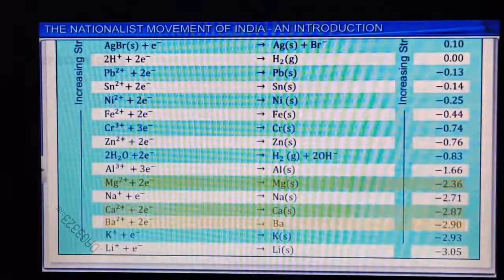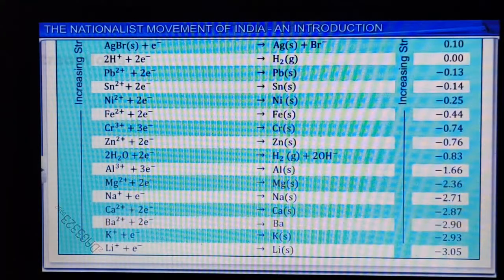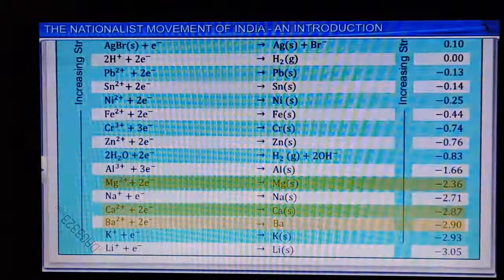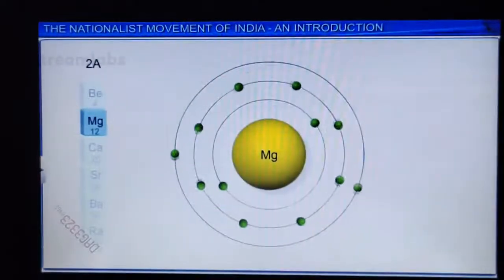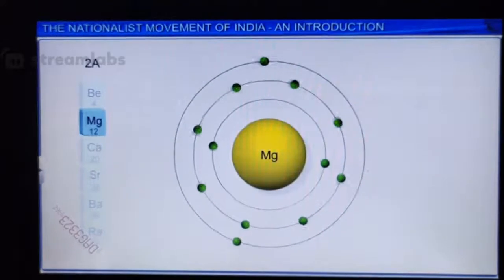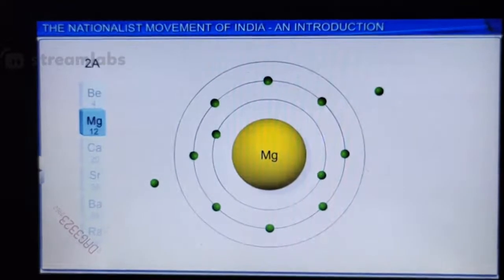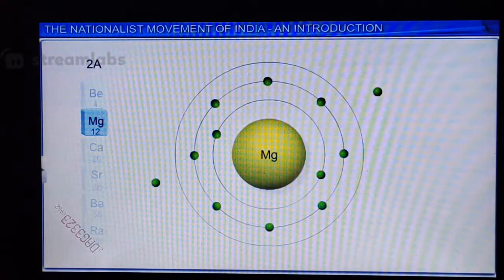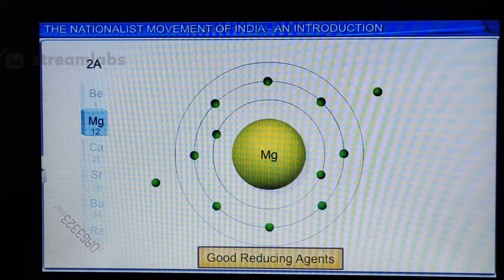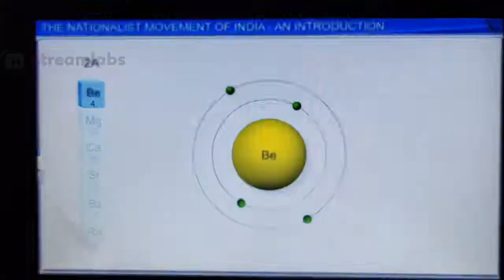If we look, they have large negative reduction potential, so they act as good reducing agents. Okay, and that is why they will easily lose electrons. So same, they are good reducing agents.